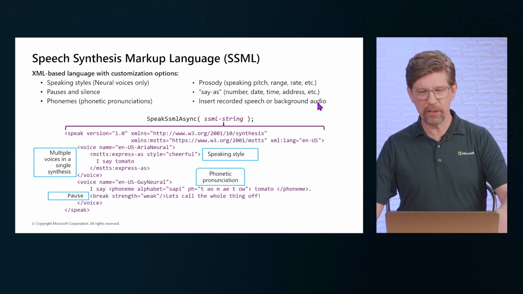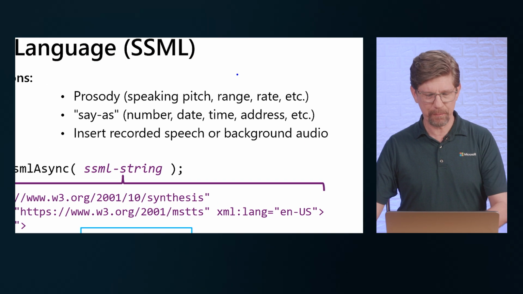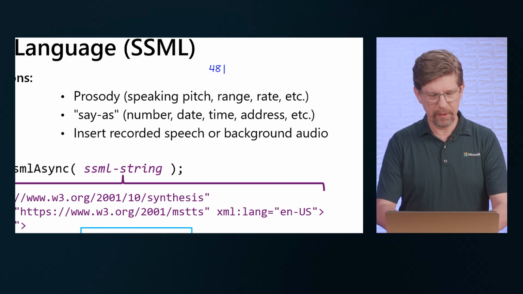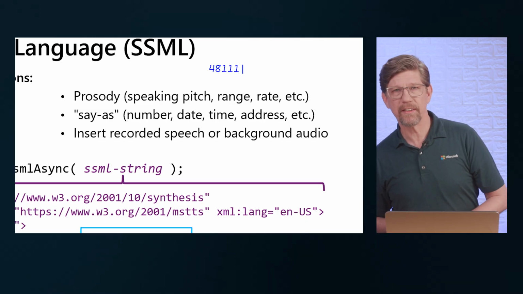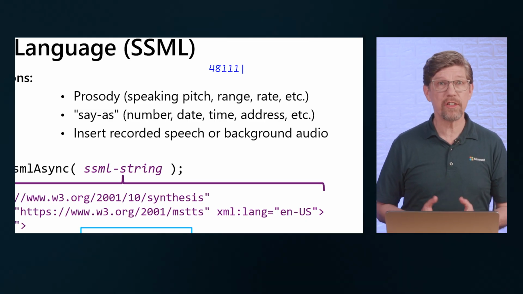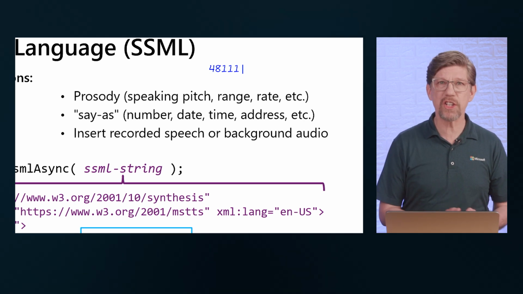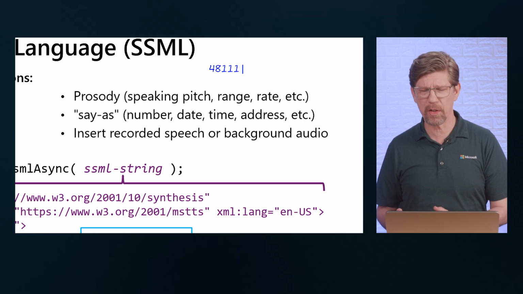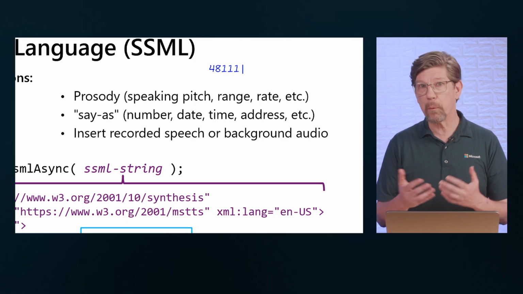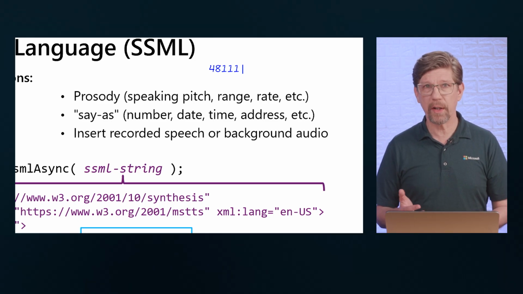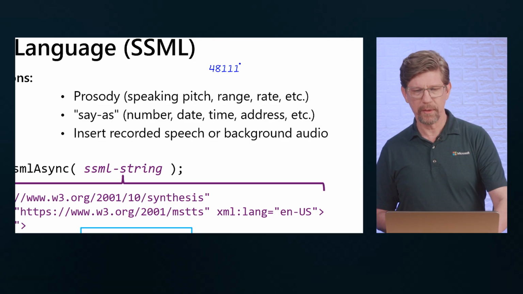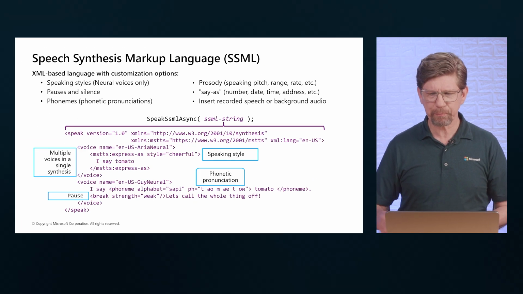We also have the ability to use say as. And so, for example, using a standard American zip code, we could say that as 48,111. But using say as, we can say it as part of an address, as a zip code, so that it's said the way that we would normally say 48111 when we were referring to that particular code.